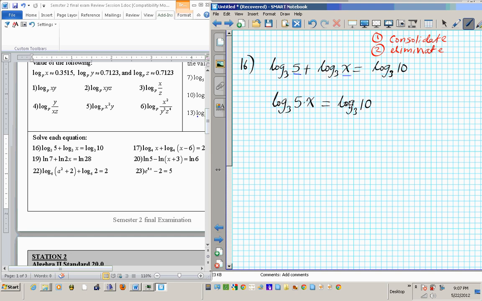Now to get rid of the logs, I just exponentiate both sides using 3 as the base, since the base here is 3 and 3.